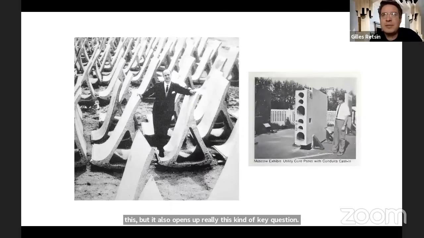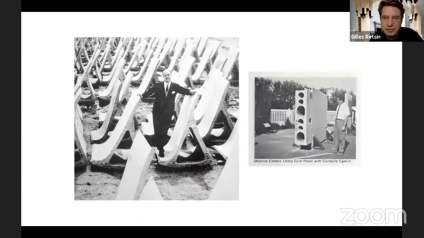But that also opens up a key question: how can we today rethink prefabrication and modularity in architecture? We all know that this is the way out of the stagnant productivity. Everyone is looking at offsite production, but the question is, can we really rethink prefabrication and modularity and disconnect it from its modernist legacy?